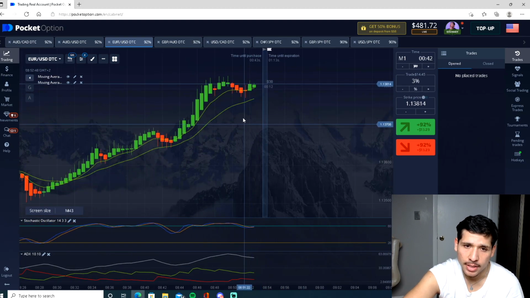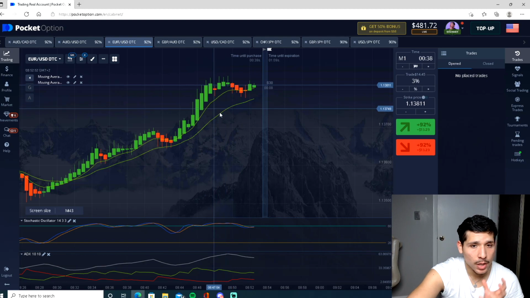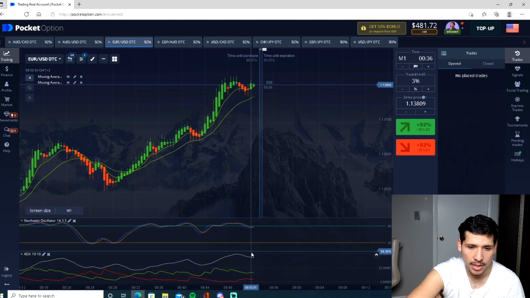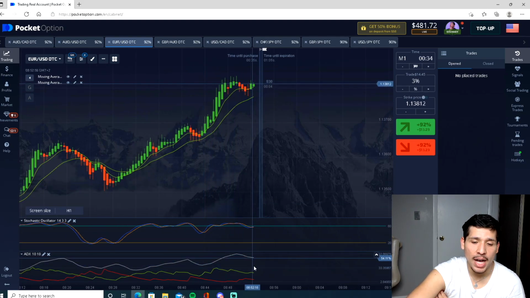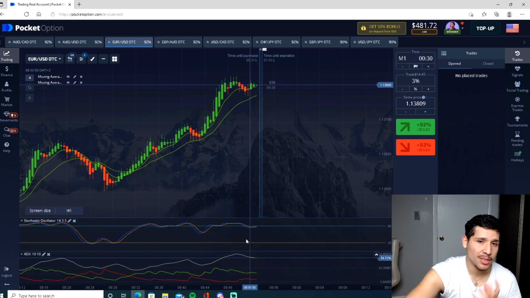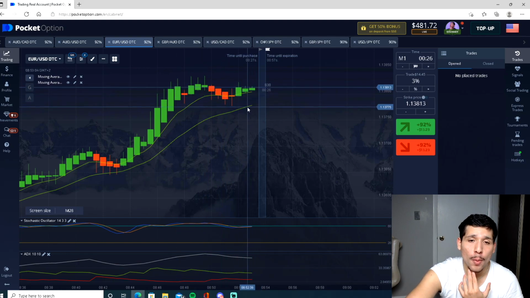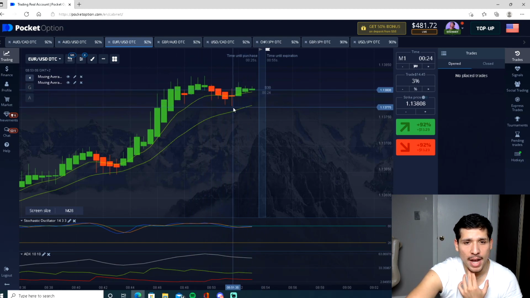Okay, right here, guys. As you can see, the best entry is to go in between these two lines. First, you're going to look at the strength. Strength is very high. Buyers are higher than sellers, meaning it's still going for a buy. So what I would do is wait for a pullback. As you can see, it pulled back right here.